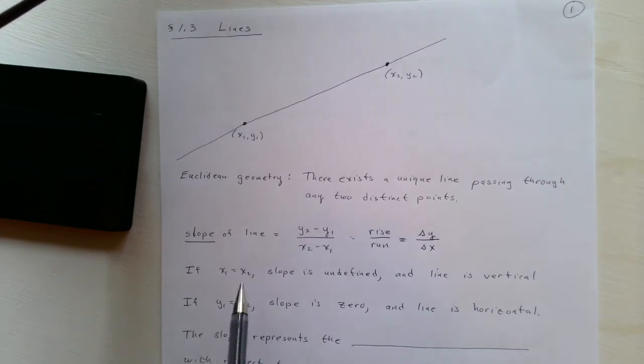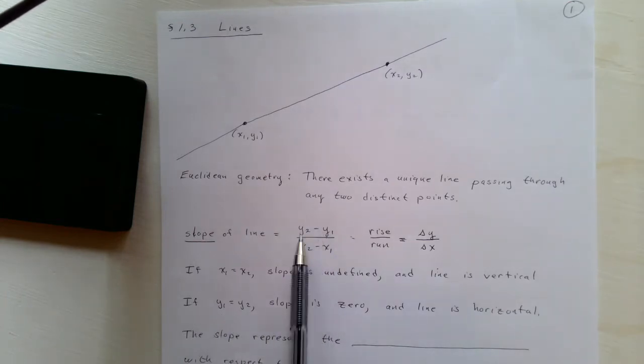A couple of degenerate cases: if the x coordinates are the same, the slope is undefined. Remember, we can't divide by 0. So we say the slope is undefined, and when you have 2 points on the same line that have the same x coordinate, then that line has to be vertical. Conversely, if the y coordinates are the same, now the numerator will be 0. You'll have 0 over x2 minus x1, and that's 0, which means the slope is 0, so the line is going to be horizontal.